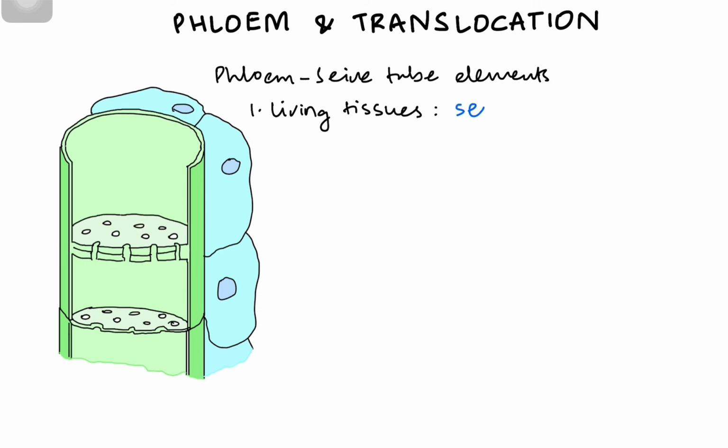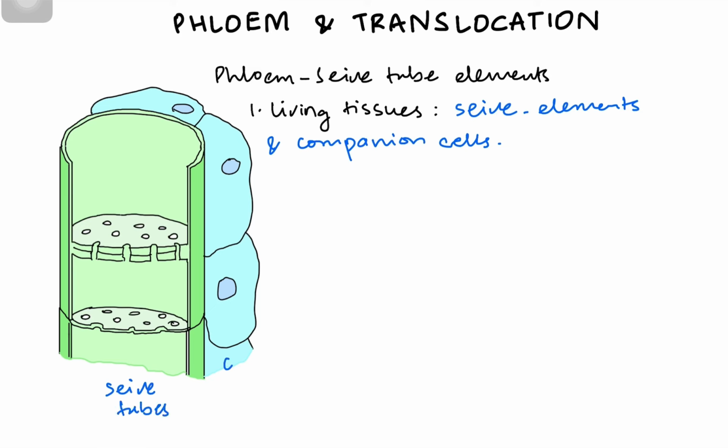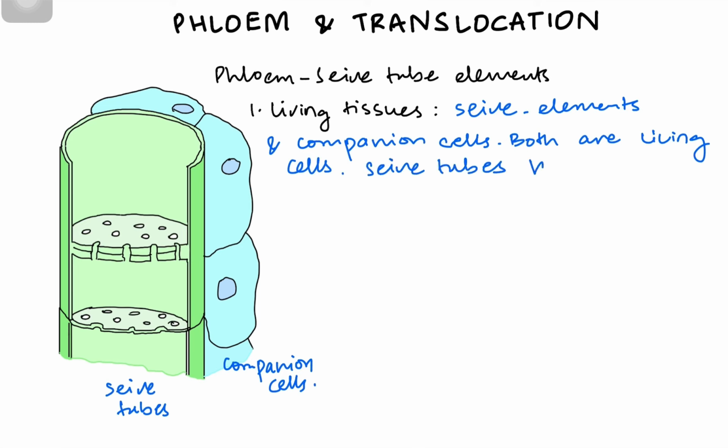Number one thing we should know is that they are living tissues. The sieve elements, which is the main kind of cell here, and the companion cells. You can see this green one, these green tubes are the sieve tubes because they have a sieve, and the blue ones are the companion cells. So these two kinds of cells mainly make the phloem tissue. They both are living cells. They are not dead like xylem.